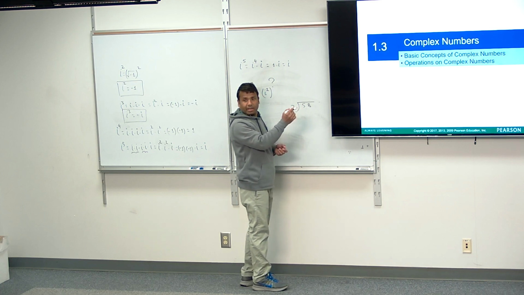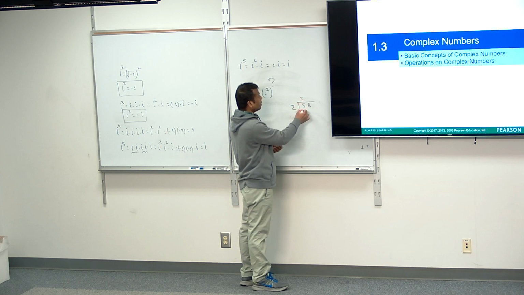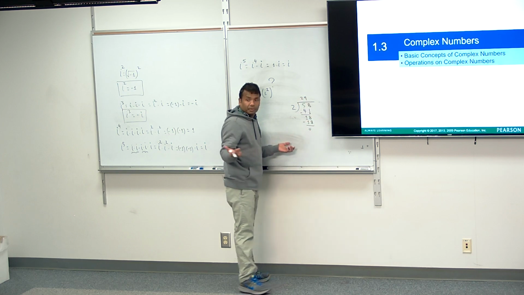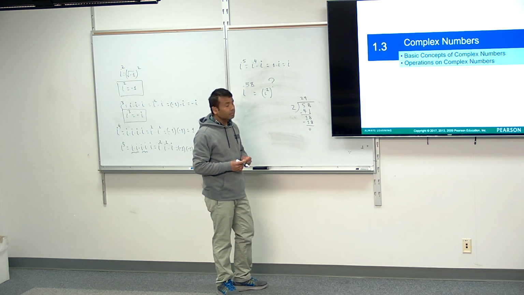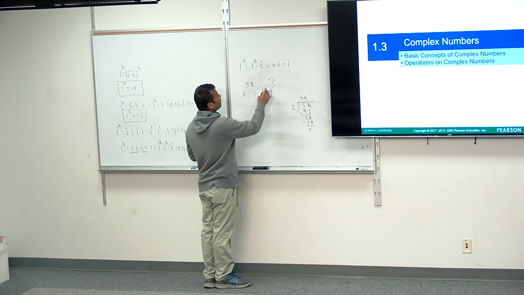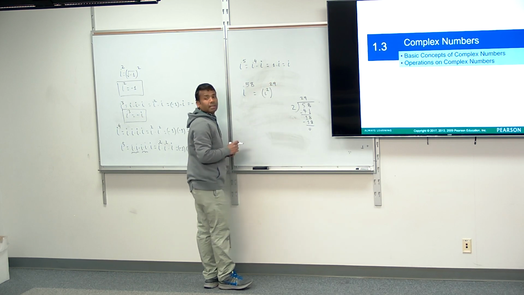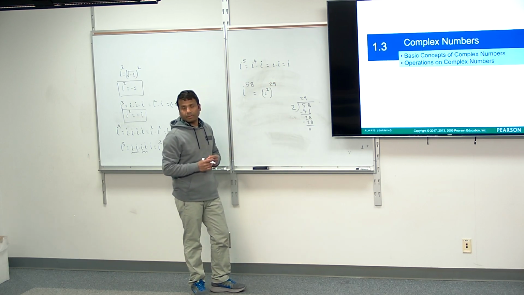You know that, right? 2 times 2 is 4. So 5 minus 4 is 1. You bring down 8. So 2 times 9 is what? 18. See that? So now this is i squared to the power 29 is i to the power 58. Make sense? Are you guys with me?